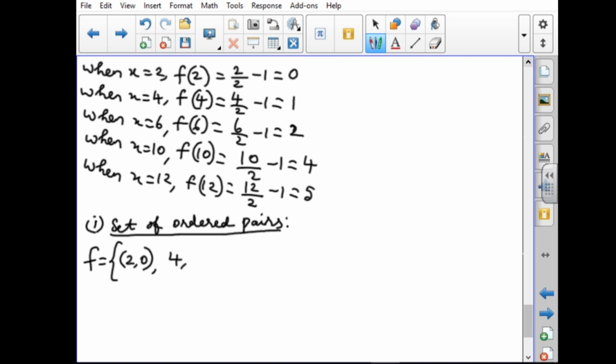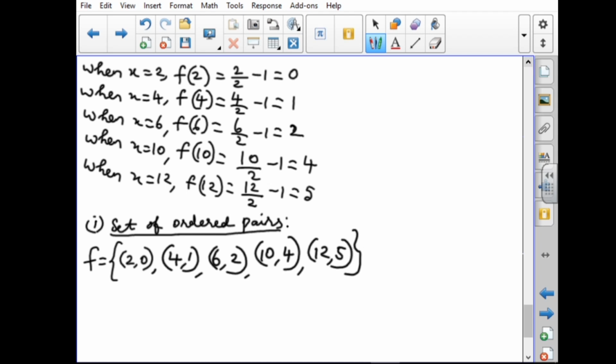Second, 4 means we got the value 1. So 4 comma 1. Next, 6 means 2, so 6 comma 2. Next, 10 means 4, so 10 comma 4. Next, 12 means 12 comma 5. This is the set of ordered pairs.